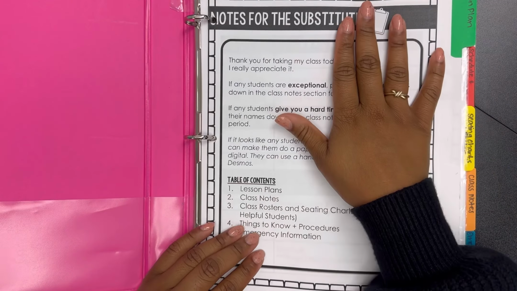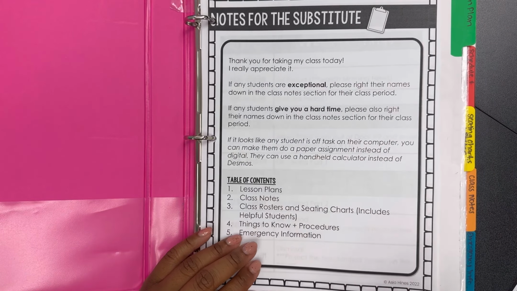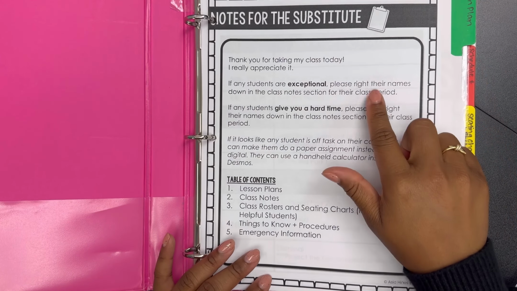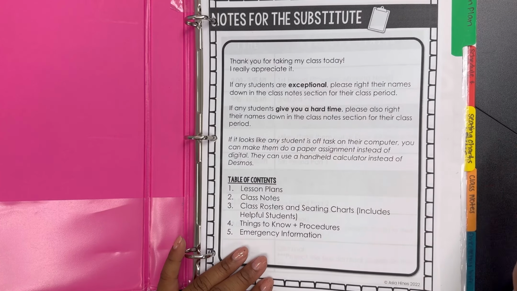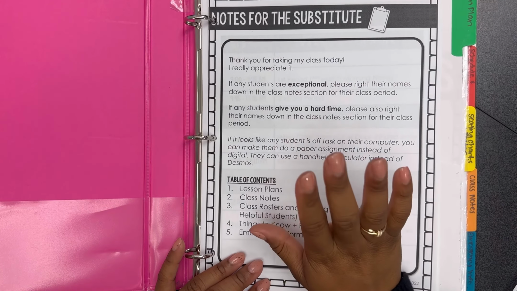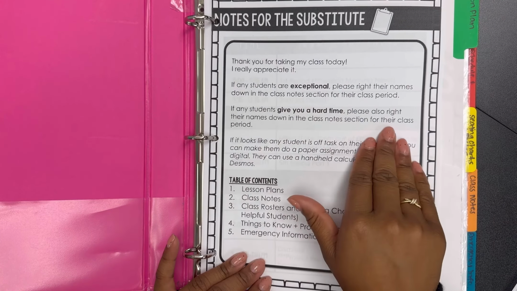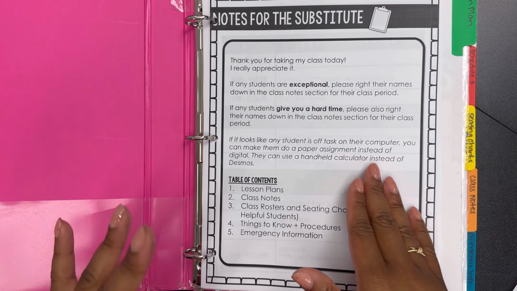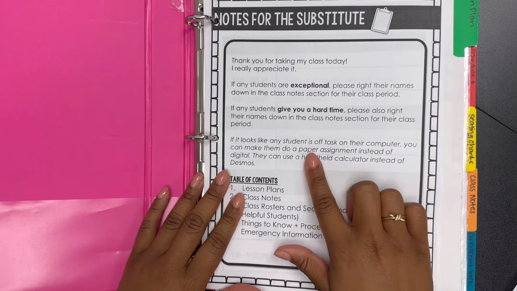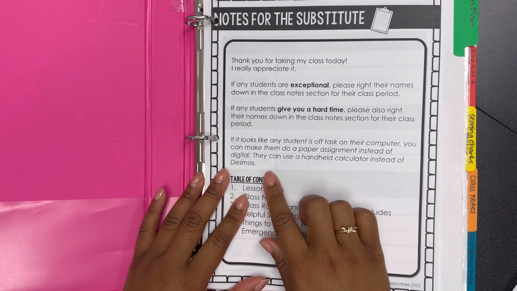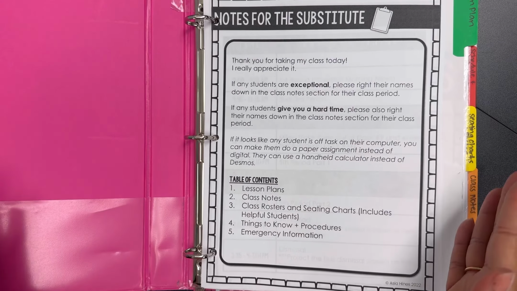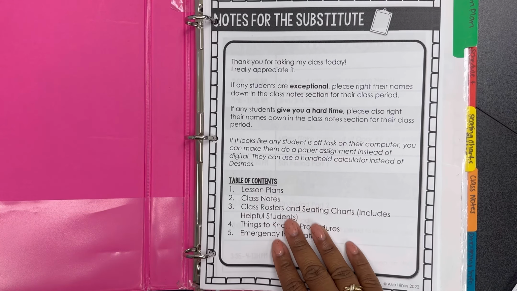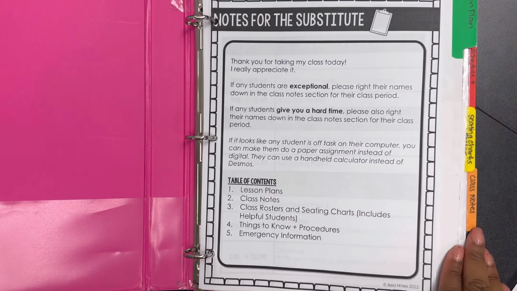When you open it, the first thing you'll see is notes for the substitute. On this page, I just like to tell them what to do for discipline, basically. If kids are being exceptional, write their name in the class notes section. If they're giving them a hard time, then also write their names. And then some of my students like to do the wrong thing on their computer, so if that happens, I will have a paper assignment available, and then they'll have to use a handheld calculator instead of decimals. I also like to have a table of contents just so they know what to expect inside of the binder.